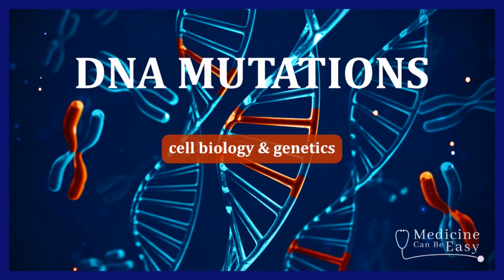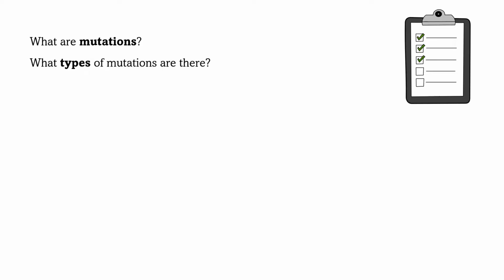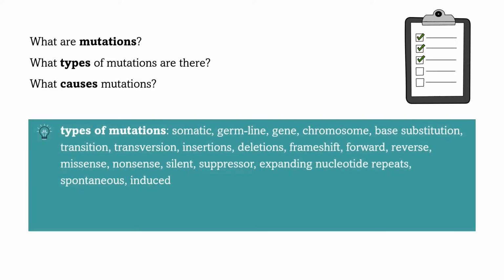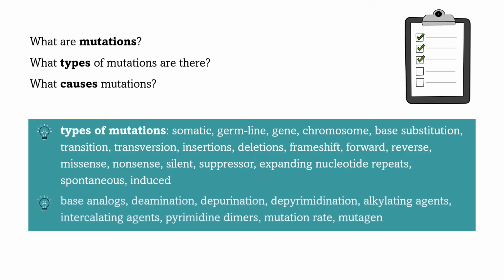In this video, we are going to talk about mutations. So what are you going to learn in this video? We are going to answer three important questions. What are mutations? What types of mutations do we have? And what causes mutations? We are going to talk about different types of mutations, such as somatic and germline mutations, insertions, deletions, missense, nonsense, silent mutations, and many more. After watching this video, you will also understand important terms like mutagen, deamination, or mutation rate.